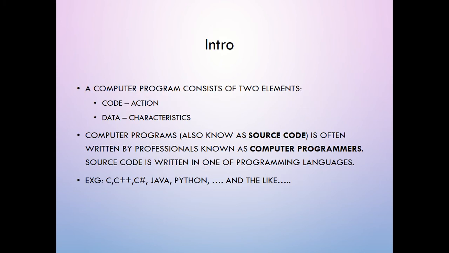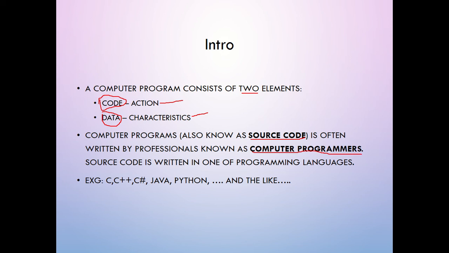This is the basic definition of these two concepts. Then, as an introduction, a computer program consists of two parts or two elements. The first one is the coding action, and the second one is the data element. The coding is the action of the instruction. Data is the characteristics of the given data or information to the code. A computer program is also known as source code. It is often written by professionals known as computer programmers. These are the experts of the computer.